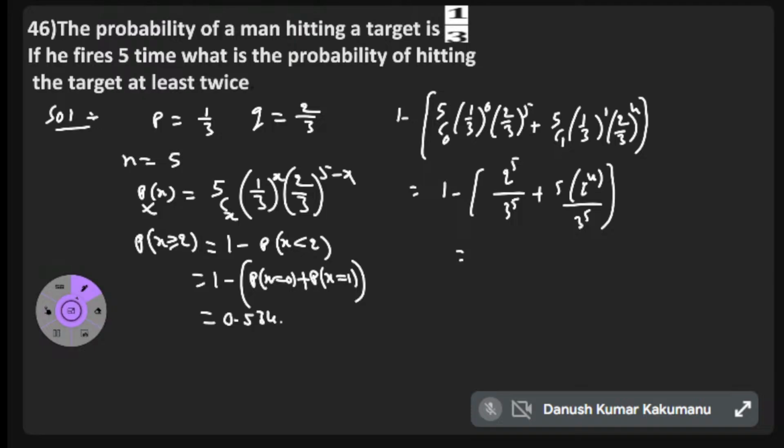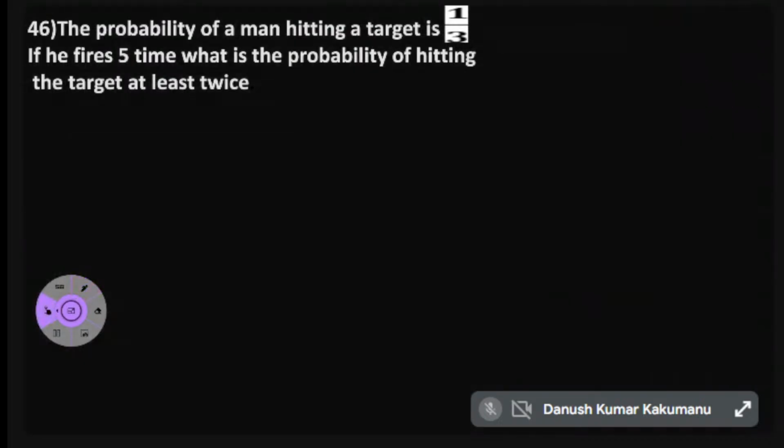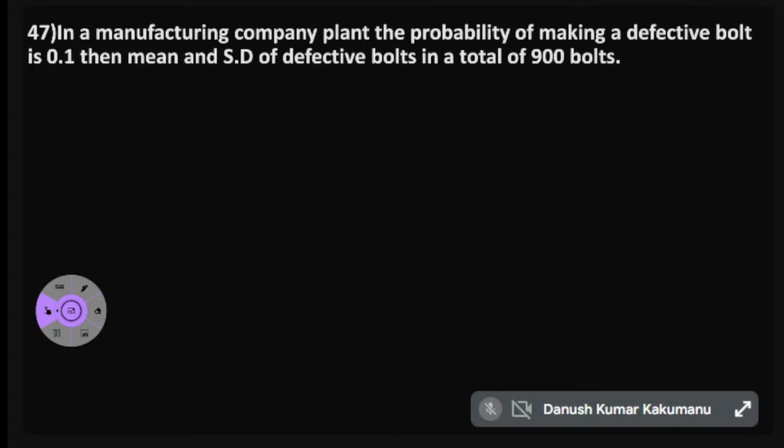These are all questions based on what? Which distribution? Binomial distribution. Completed? Yeah, this question try all of you. In a manufacturing company plant, the probability of making a defective bolt is 0.1. Find the mean and standard deviation of defective bolts in a total of 900 bolts.